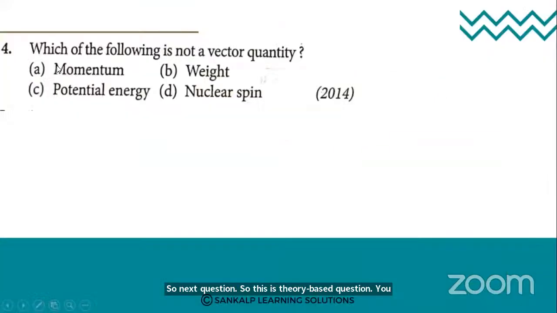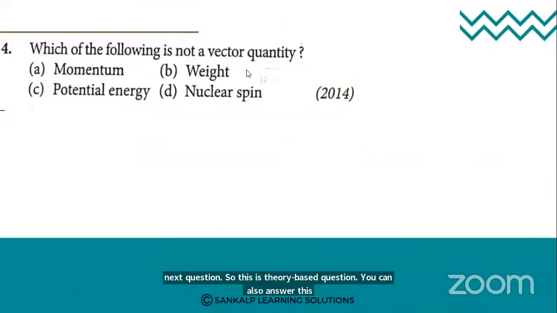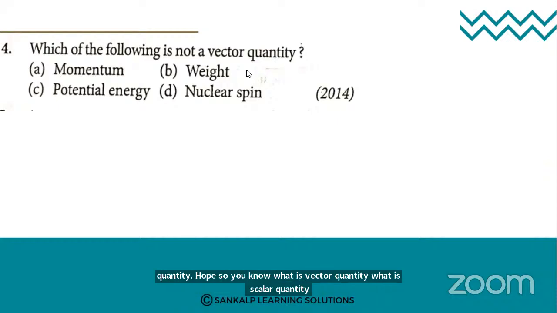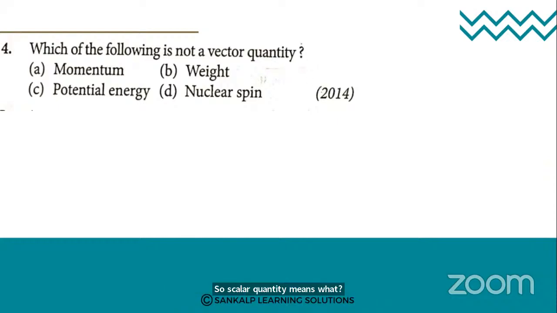See, the question is, which of the following is not a vector quantity? Just tell me which is not a vector quantity. Hope so you know what is vector quantity, what is scalar quantity. So scalar quantity means what? Only magnitude. Vector quantity which has both magnitude and direction is called as the vector quantity. So which of the following is not a vector quantity, they are asking.